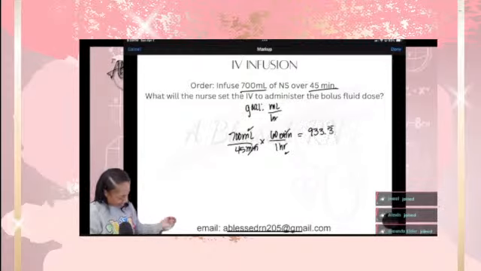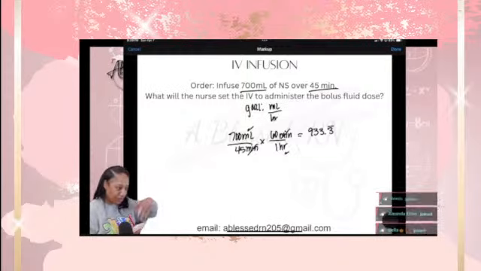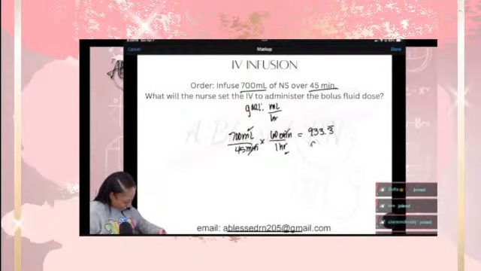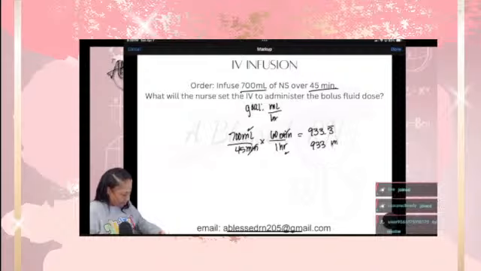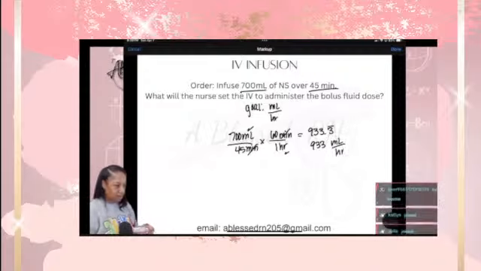So this is going to go at 933.33333, or 933 if you rounded it to the nearest whole number, milliliters per hour.